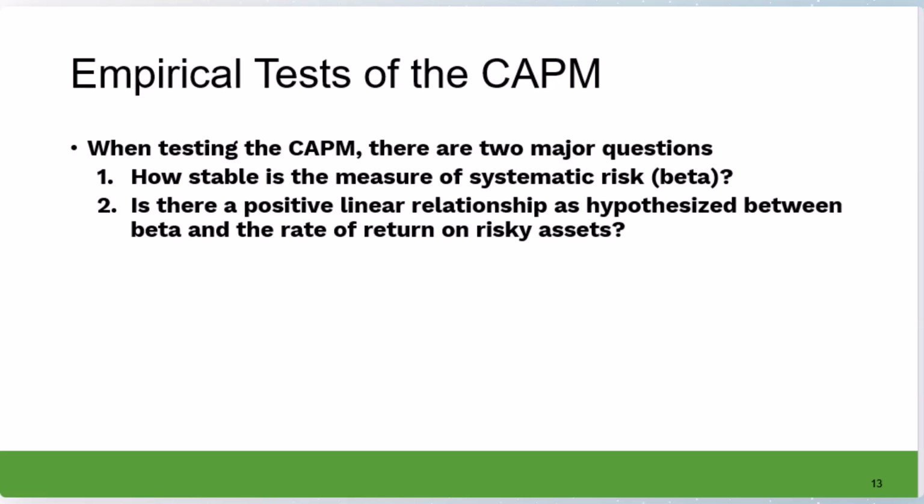Is it stable? Is the capital asset pricing model stable? And what is the relationship between risk and return? So we're asking two questions. Does beta remain stable over time? And do higher betas lead to higher average returns? So what are the answers to research?